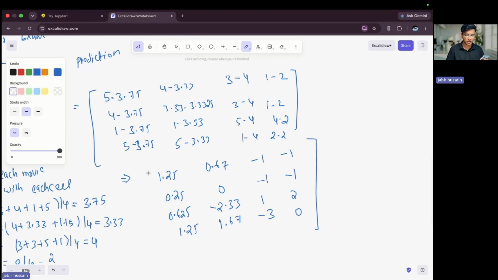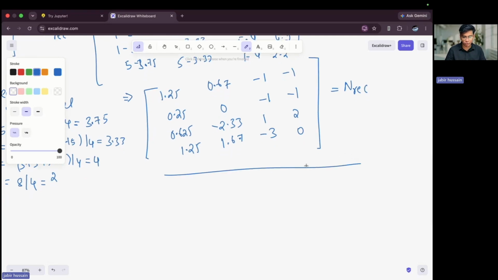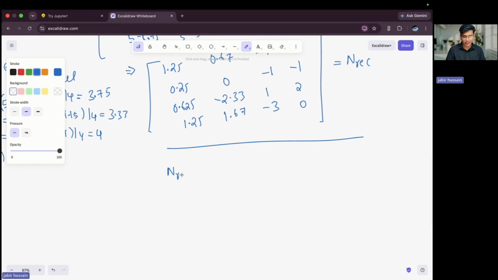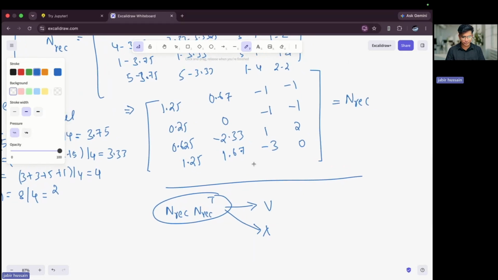So this is our recentered matrix. Now, what we will do is that for this given matrix, we will find N recentered and N recentered transpose. And after finding it, we will find the V, the eigenvectors of the given matrix, and along with it, we'll find the lambda as well. So, how many? We'll see.